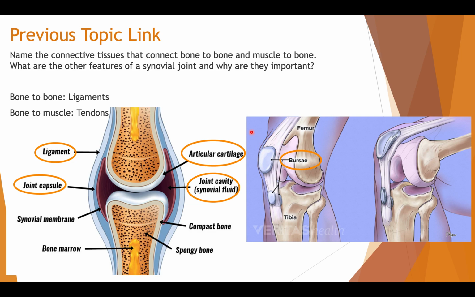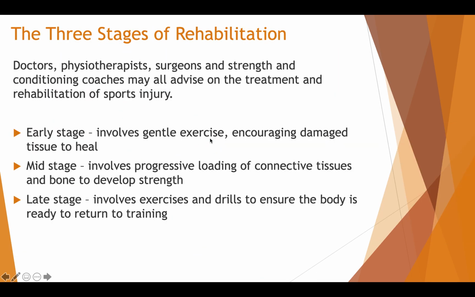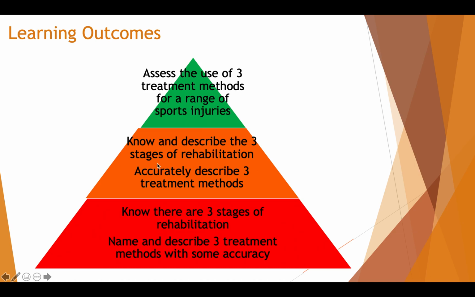Okay, so hopefully that's been a good little bit of revision on the skeletal and muscular system, specifically on bones. If you look on your OneNote lesson now, you've got some activities to go through in order, let's have a look back, to now move on to being able to accurately describe 3 treatment methods and assessing those treatment methods for different sports injuries.